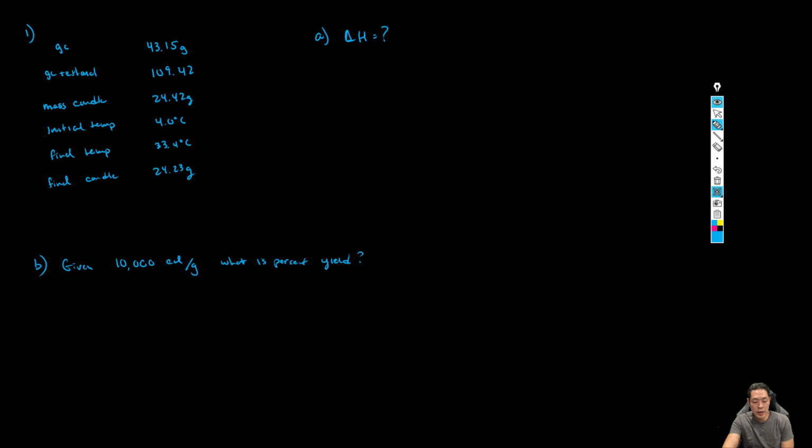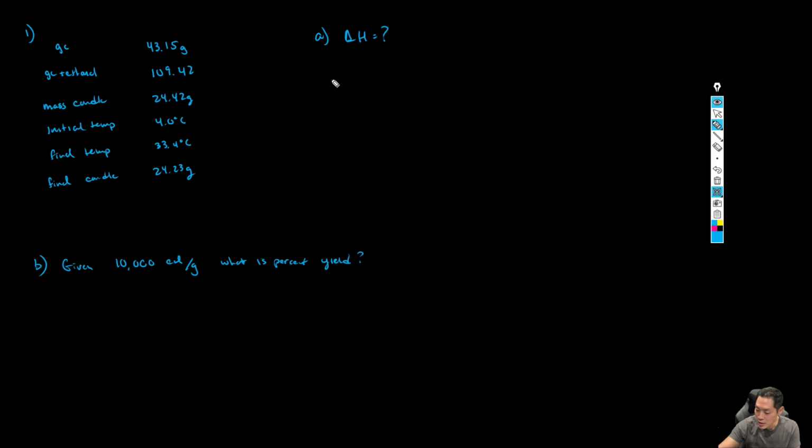For number 1, we have the following data. I kind of switched these two to make sense more in my head. Graduated cylinder has 43.15, graduated cylinder plus ethanol 109, initial mass of candle 24, initial temp was 4, final temp was 33, and final candle was 24 something. So we have two questions. We want to know what's the delta H and then what's the percent yield.